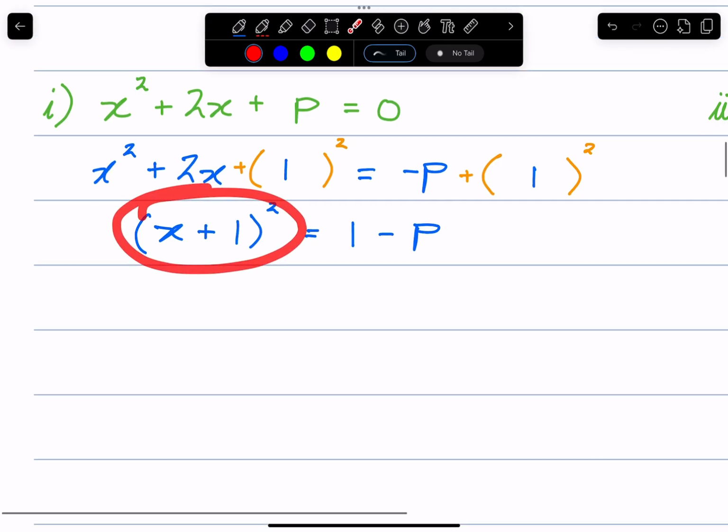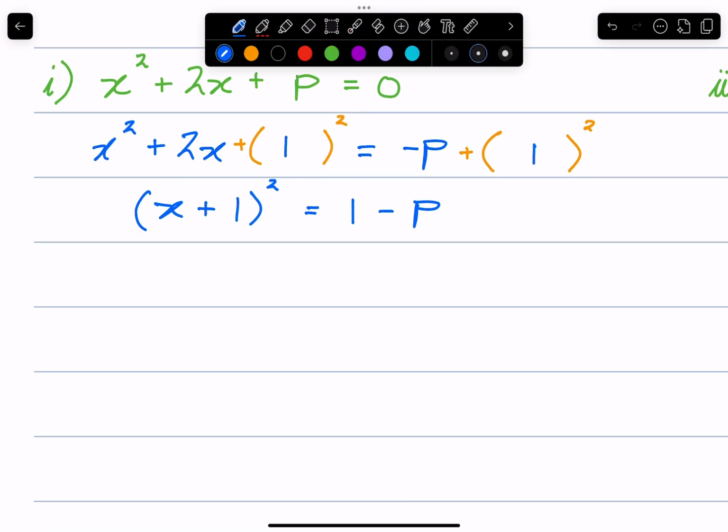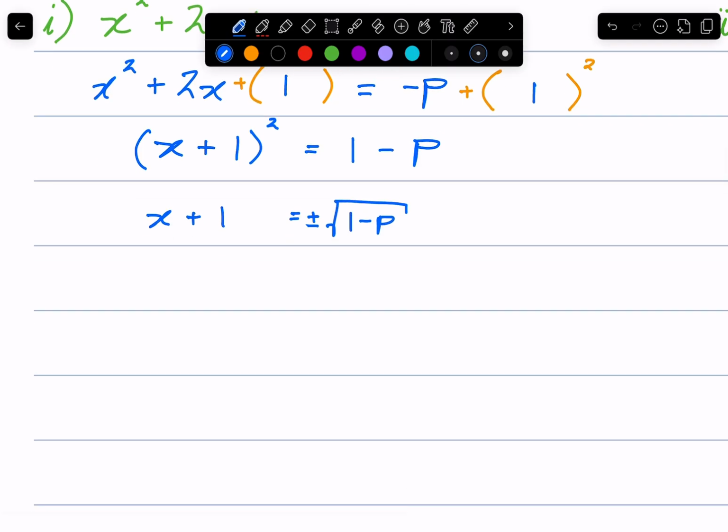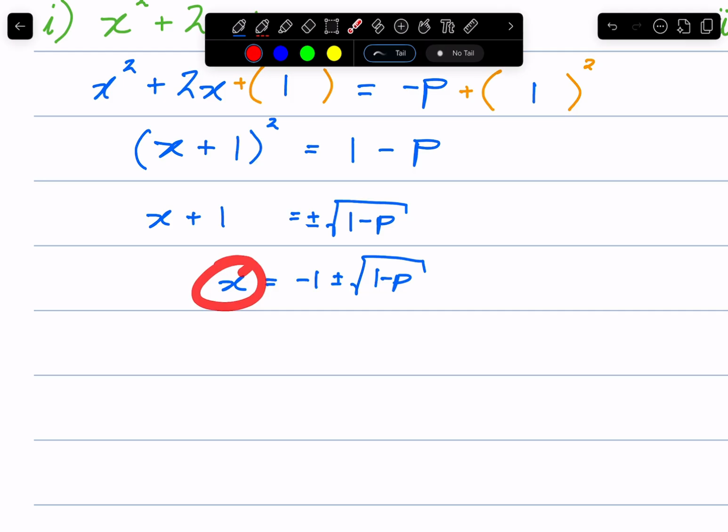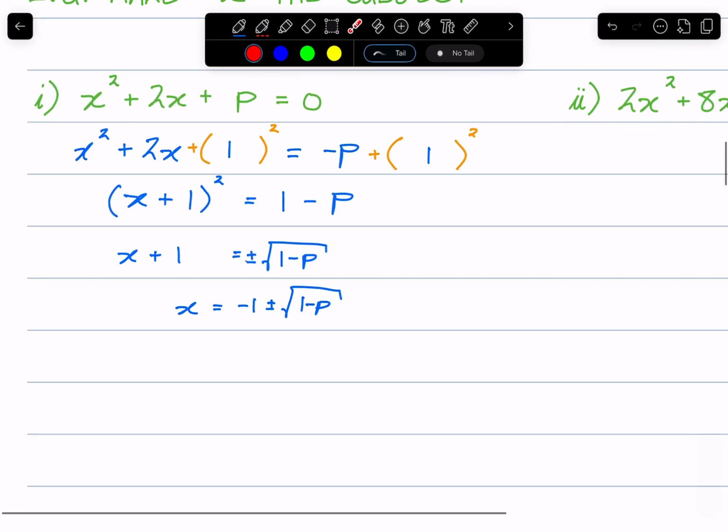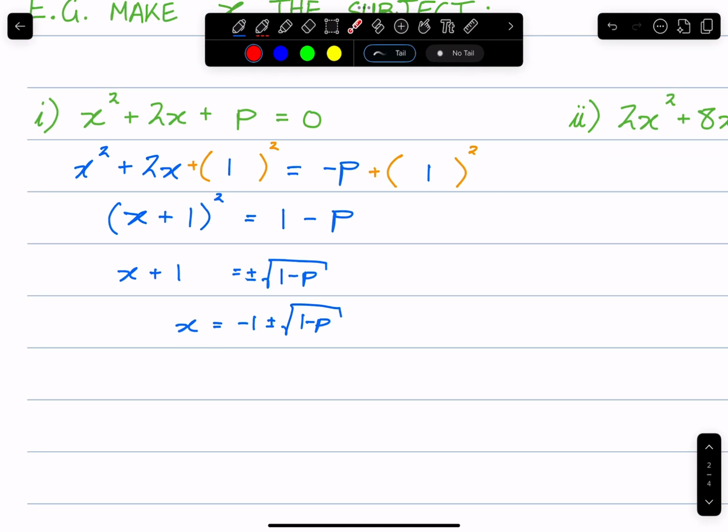We can solve this to make X the subject. We take the square root of both sides. Square rooting this, we get the square root of 1 minus P, but we need to always keep that as a plus minus whenever we take square roots. And now we move the positive 1 to the right-hand side. We get X equals negative 1 plus minus the square root of 1 minus P. Notice how now we have X on its own, and now X is the subject. And that's how we do it.